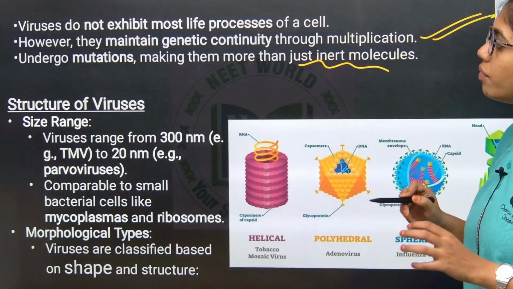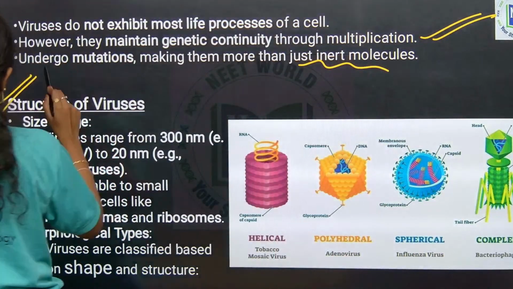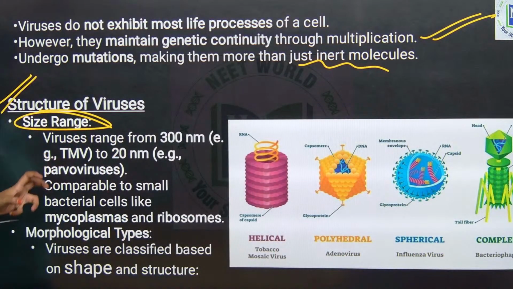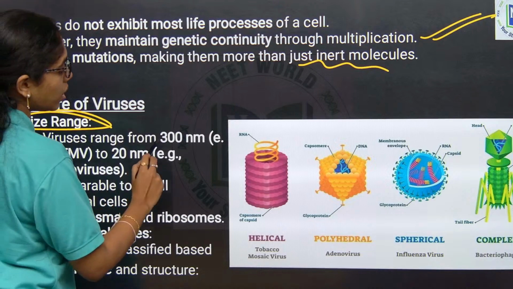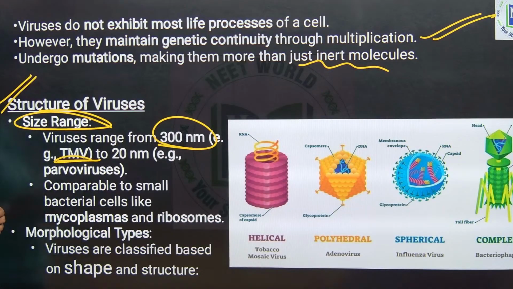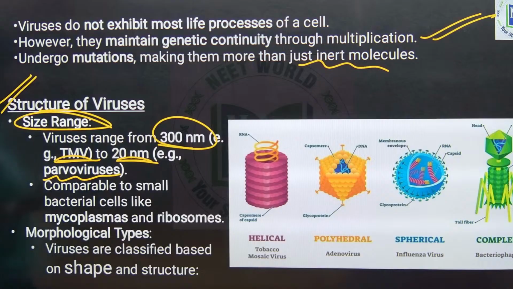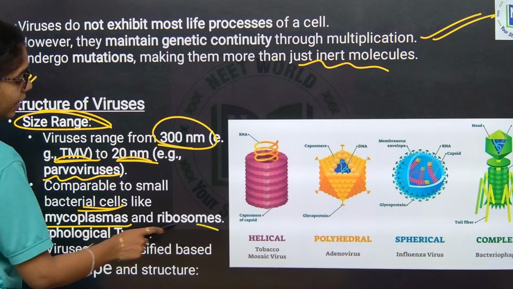Okay. Now, we will look into the structure of viruses. Size ranges: how much is the size range of viruses? Virus size usually ranges from 300 nanometers, for example tobacco mosaic virus, to 20 nanometers, for example parvoviruses. Next, they are comparable to small bacterial cells like mycoplasmas and ribosomes.